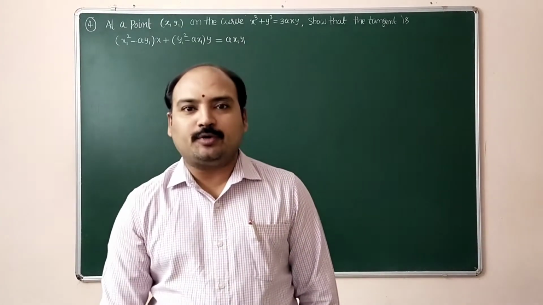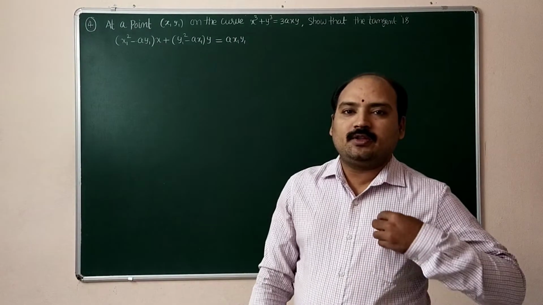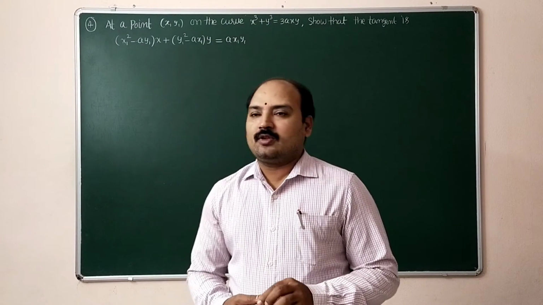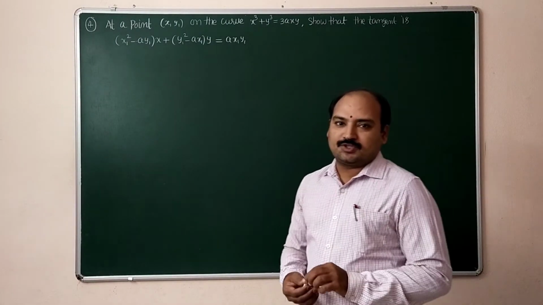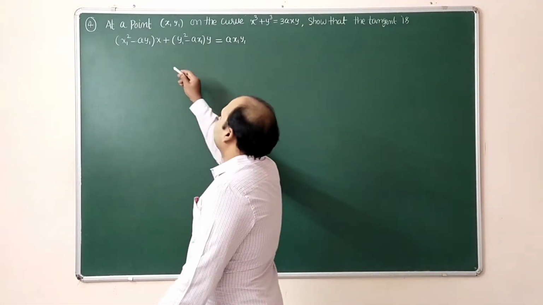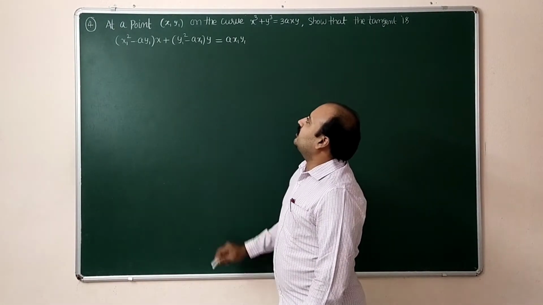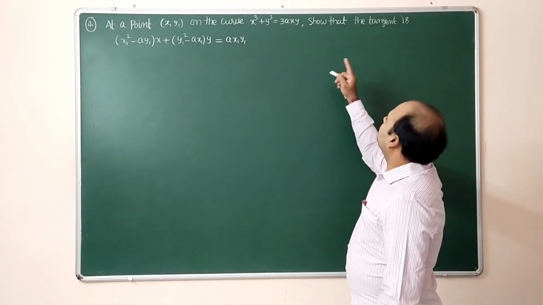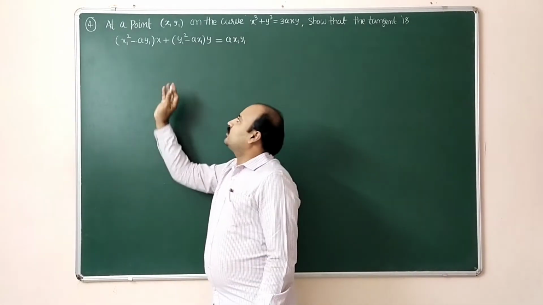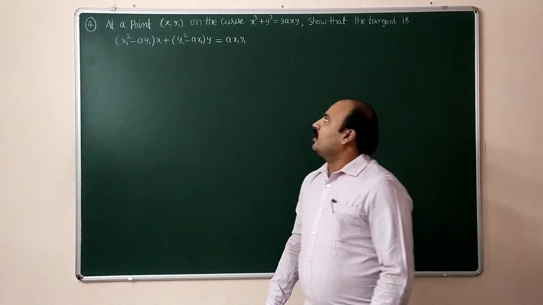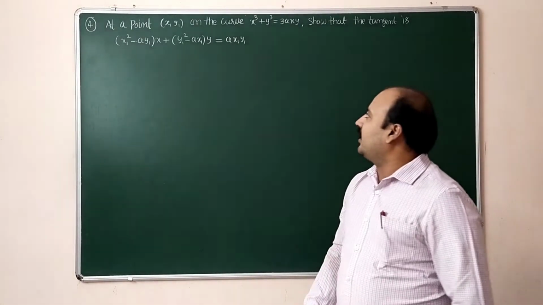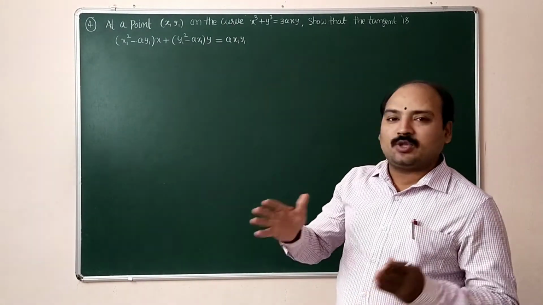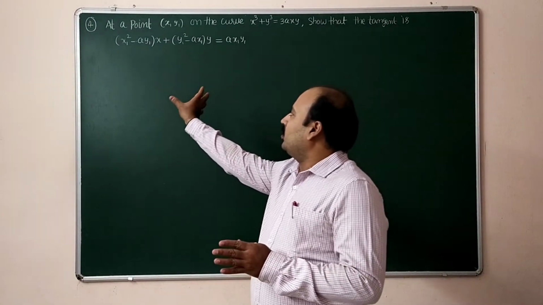In this session, we are going to discuss tangents and normals. We are in exercise 10b, third bit, fourth question. Let us have a discussion on the problem. At a point (x1, y1) on the curve x cube plus y cube equal to 3axy, show that the tangent is (x1 square minus ay1) into x plus (y1 square minus ax1) into y equal to ax1y1. So here they are asking, at the point on the given curve, we have to prove the tangent equation.